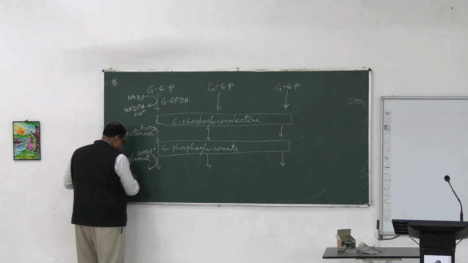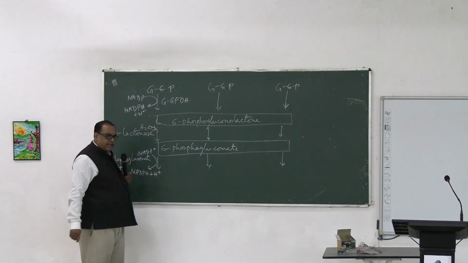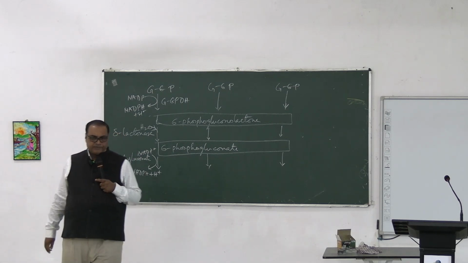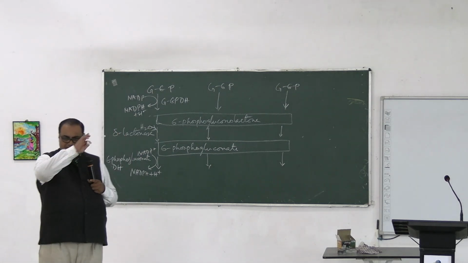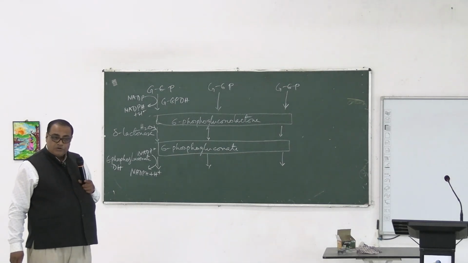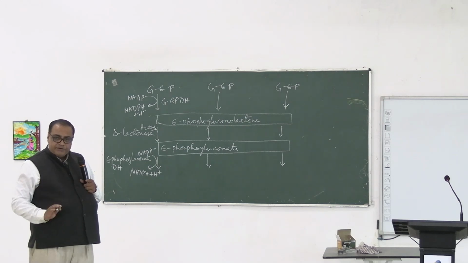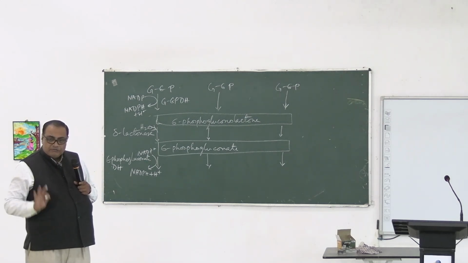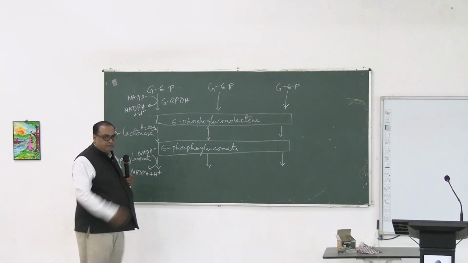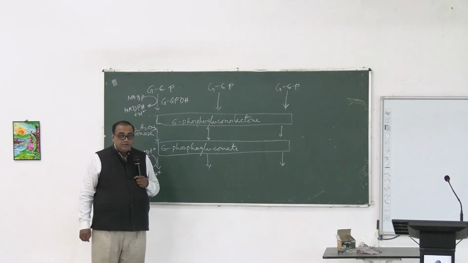So NADP will form NADPH plus H plus. But something else is formed in comparison to step 1. What is that? There is a removal of 1 molecule of CO2. So now the 6-membered ring has become 5-membered ring. And the product is ribulose 5-phosphate.